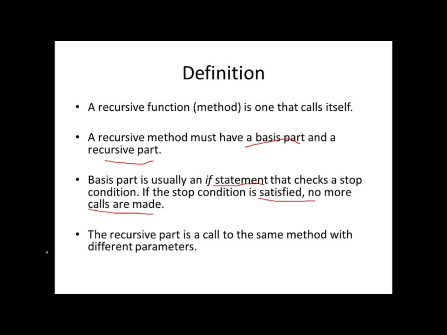The second part is the recursive part. The recursive part is a call to the same method with a different parameter. For example, you want to check the factorial of number 3, then it will check the factorial of the numbers below. First it will check the factorial of 3, then 2, then 1. Stepwise it will apply the same method on different numbers.